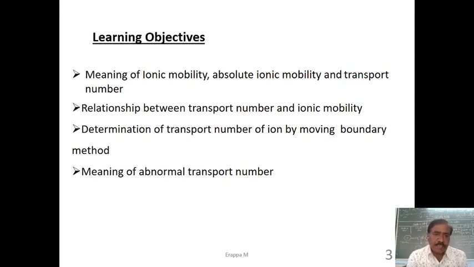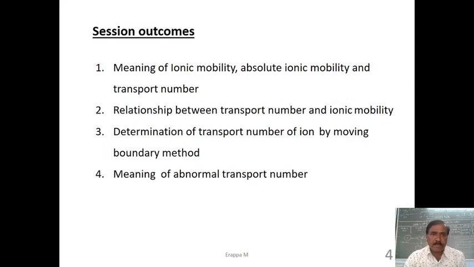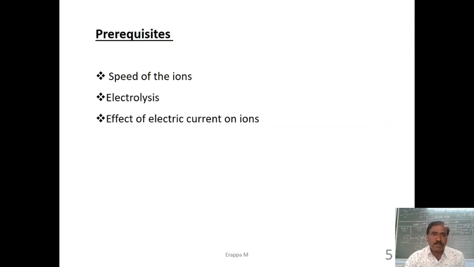Next is the determination of transport number of an ion by the moving boundary method. Then, the meaning of abnormal transport number. After the end of the session, you have to understand the meaning of ionic mobility and transport number, the relationship between transport number and ionic mobility, how to determine the transport number by the moving boundary method, and the meaning of abnormal transport number.